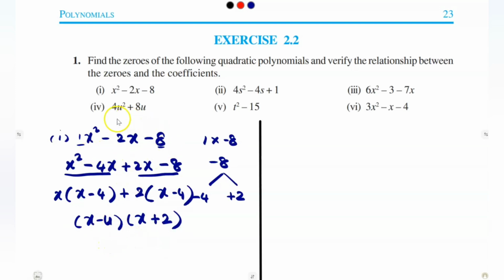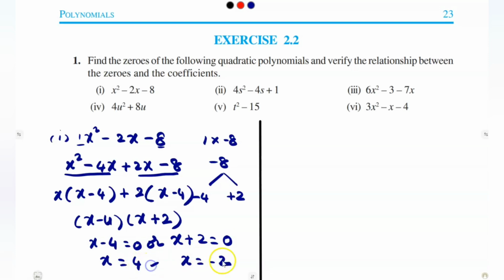So this polynomial would become 0 if any one of the factors is 0. The quadratic polynomial x square minus 2x minus 8 becomes 0 if any one of the factors is 0. So that means x minus 4 is equal to 0 or x plus 2 is equal to 0. Right? So if x minus 4 is equal to 0, x is equal to 4, and if x plus 2 is equal to 0, x should be equal to minus 2. That means these two are the zeros of this polynomial. If you substitute this 4 or minus 2 in this polynomial, you will definitely get 0. So these are called zeros of this polynomial.